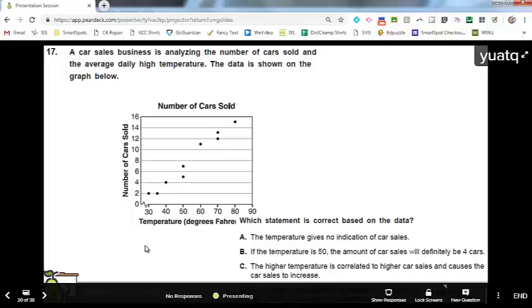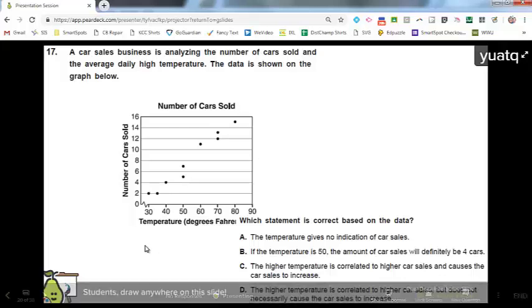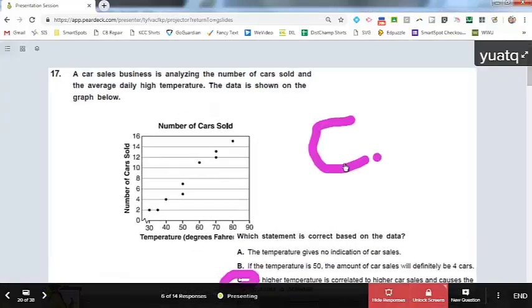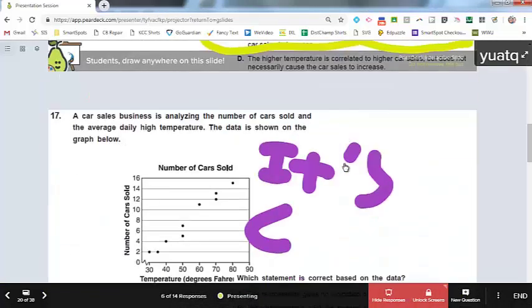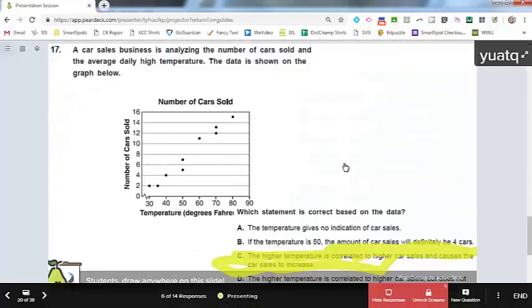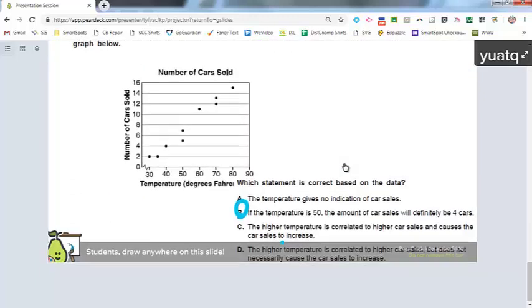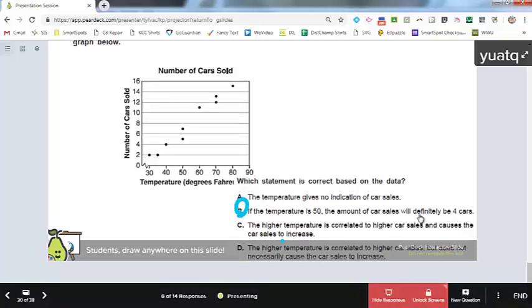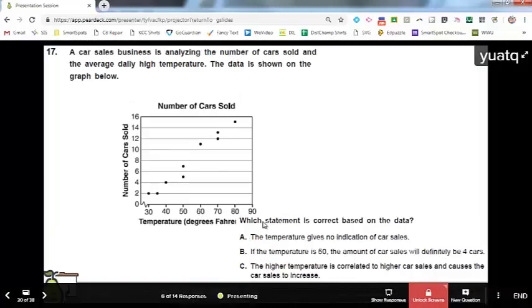Okay, so the question is, which statement is correct based on the data? I'm going to give you 60 seconds to read through them. Go. Okay, so I have C, C, C, B, C, and B. So they want to know which one is true based on the data.